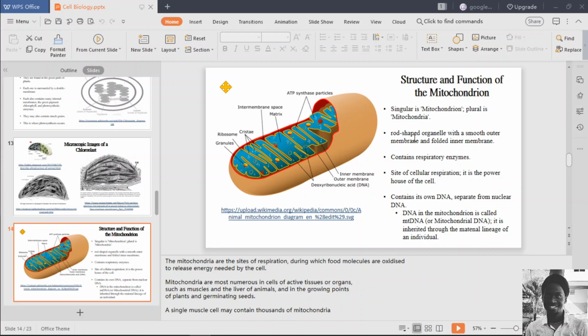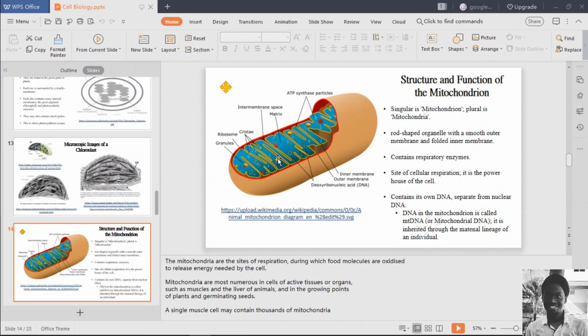So you have this folded inner membrane, and inside these membranes you have a matrix that has respiratory enzymes. That is where respiration will occur. So the mitochondria is a site of cellular respiration. It is the powerhouse of the cell. That's where all the energy is generated. Remember, the main purpose of respiration is to generate energy. So that's the role of the mitochondria.